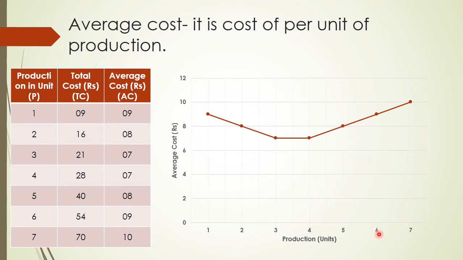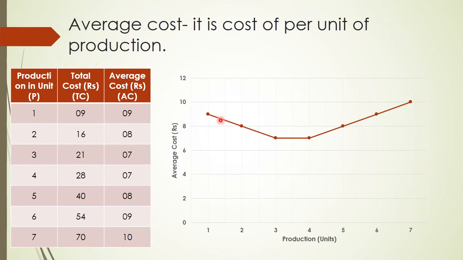Now here, in the diagram we can say, at 1 unit, your average cost is 9 rupees. At 2 units of production, your average cost is 8 rupees. At 3 units, it is 7. At 4 units of production, again it is 7. At 5 units of production, it is 8. At 6 units of production, it is 9. And at 7 units of production, it is 10. Now what can we interpret from this diagram or this data?